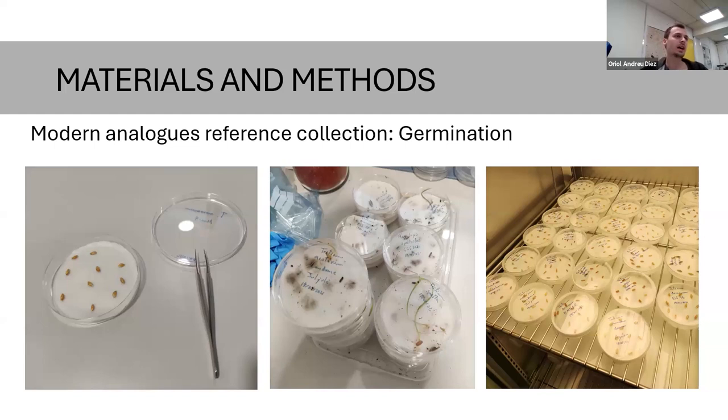So we select a minimum of 10 seeds for each species for the germination step. We hydrate the seeds at the beginning, and then we put the seeds in a germinator with controlled conditions of humidity, temperature, hours of light, etc.